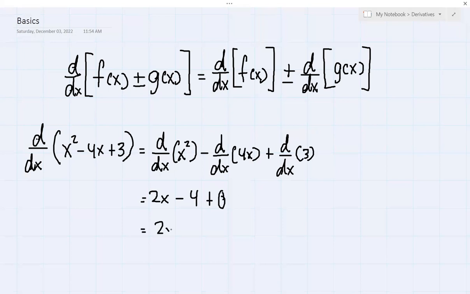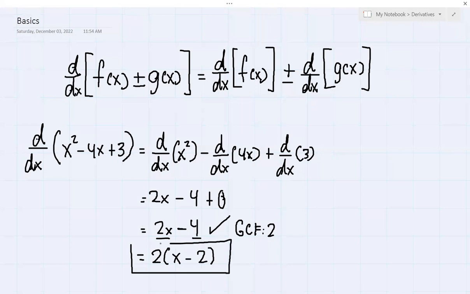So, let's combine similar terms. We will have 2x minus 4. This could be now your final answer. Or, pwede pa natin itong i-simplify. Because 2x and negative 4 are both divisible by 2. Therefore, the greatest common factor nilang dalawa ay 2. So, we can factor out 2 in this expression. So, magiging 2 times quantity x minus 2. Ayan. So, yan na yung magiging final sagot natin.